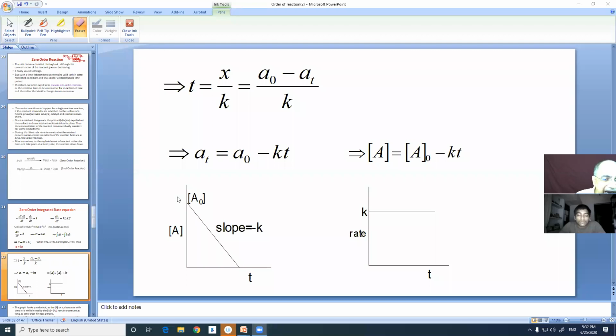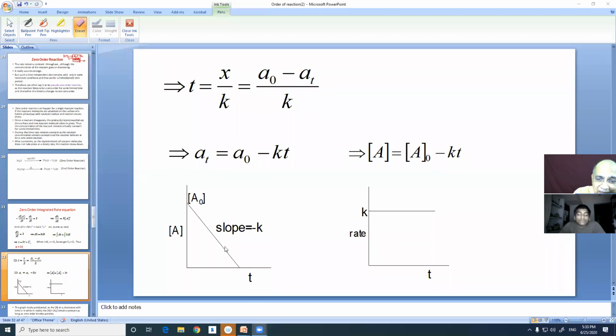I have been telling for a long time that this is the only graph where you get linearity between concentration versus time, and it is a negative slope. The slope will be equal to minus k, the rate constant for the zero order reaction, and the intercept will be this A0, the initial concentration of A. But this is just a theoretical graph. For your examination purpose, it is okay.